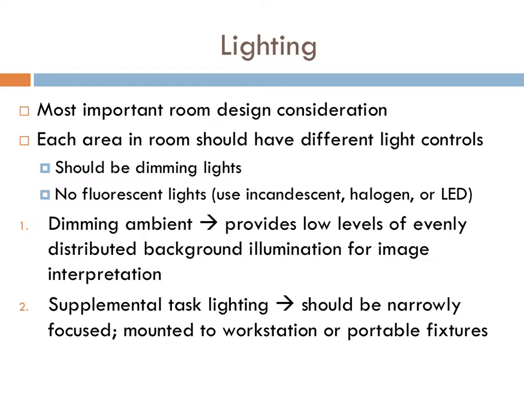No fluorescent lights should be used since they can cause flickering. Instead, use incandescent, halogen, or LED lights. There are 2 different types of lighting that are necessary in reading rooms: the dimmable ambient lighting and supplemental task lighting. Dimmable ambient lighting provides low levels of evenly distributed background illumination for image interpretation, and supplemental task lighting should be narrowly focused. It is usually mounted to workstations or it is a portable fixture as well.